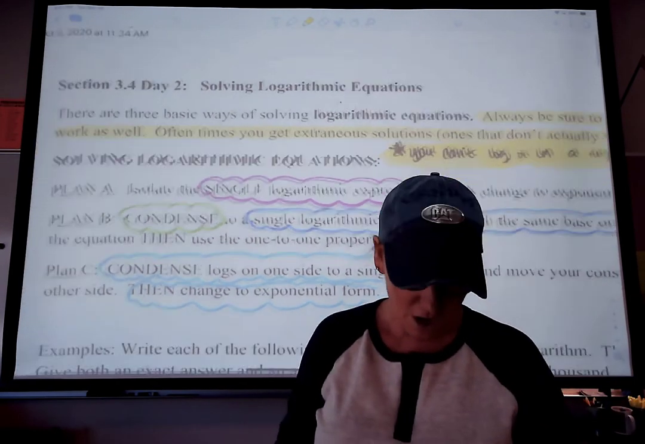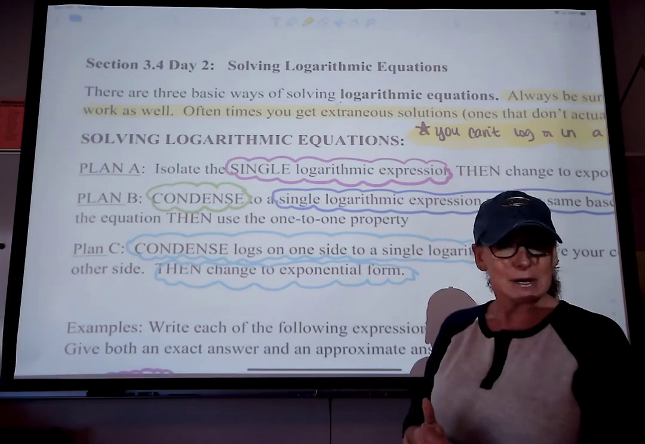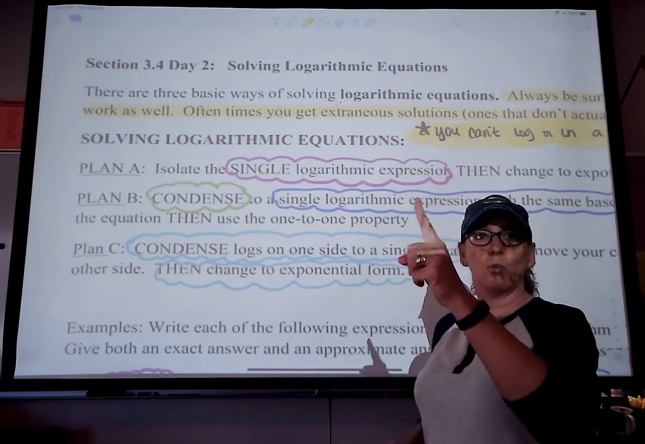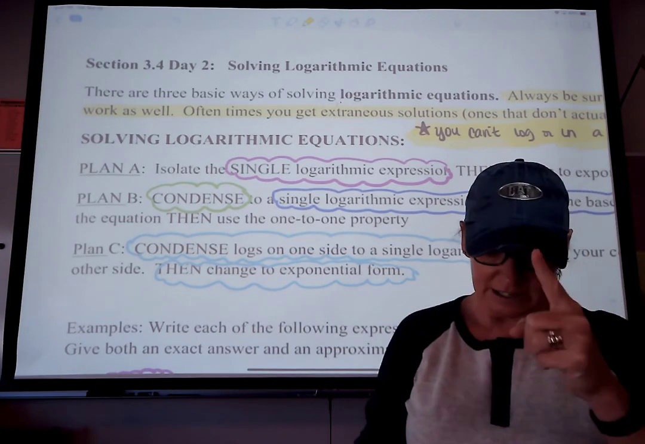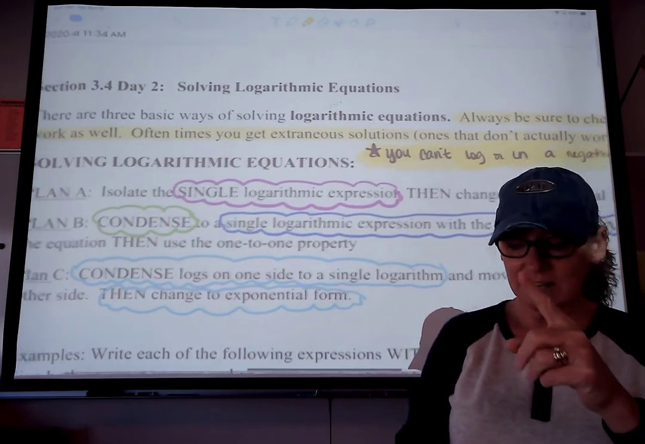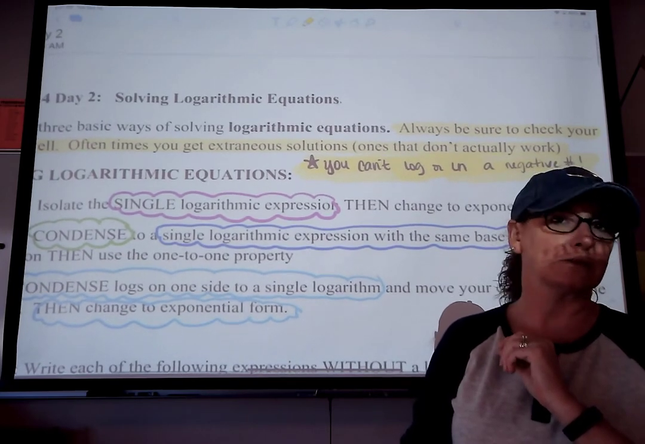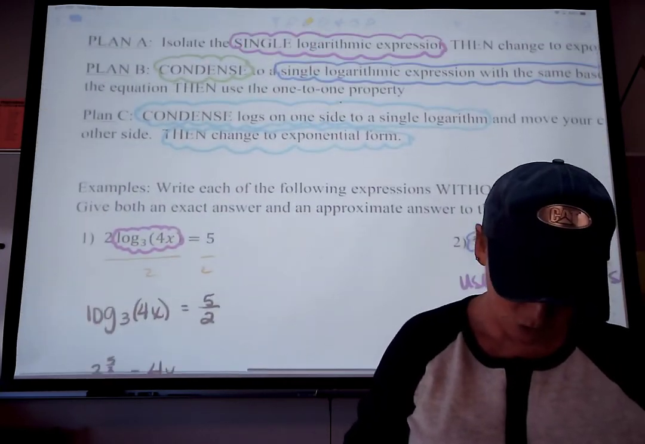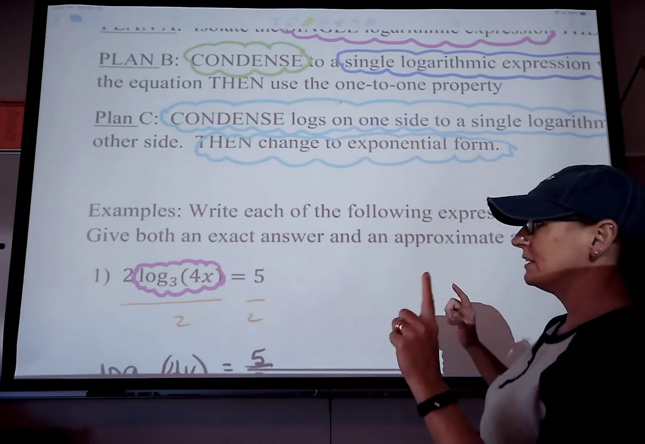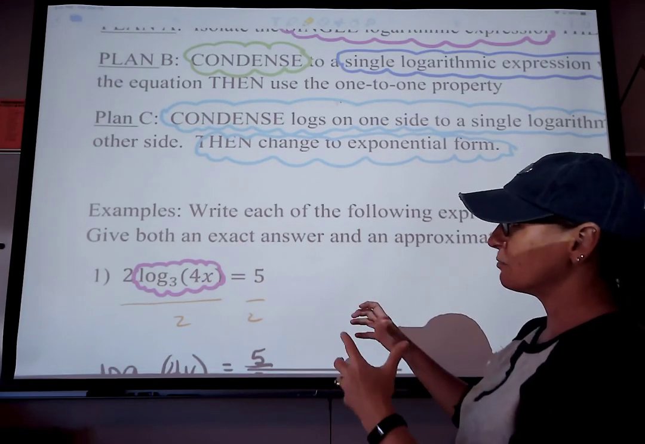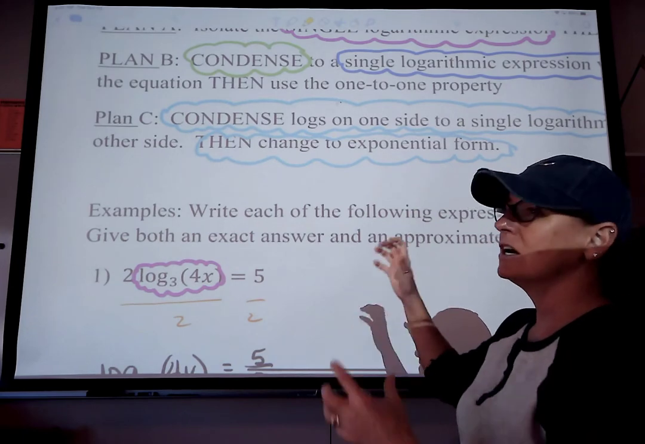All right, so our plan A is maybe we have a single logarithmic expression, and if that's the case, we're going to isolate it and change it to exponential form. That's plan A. Let's take a look at number 1. Number 1 matches plan A. I have one single logarithmic expression. I put it in a pink cloud. Isolate it.